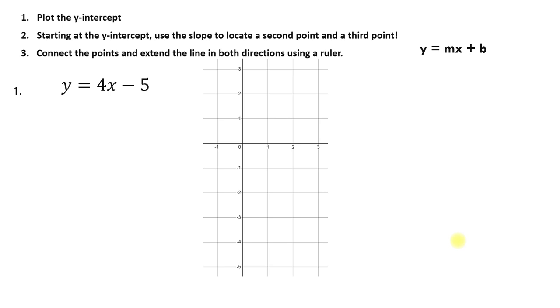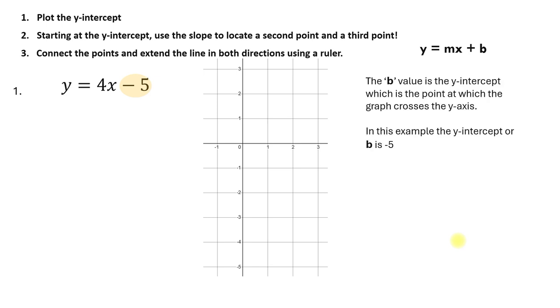Okay, so the y-intercept is the value of b, and in this case, it is -5. So let's start by plotting that -5 y-intercept. Put it right there. Now, the next bit of information that we can gather from this equation is the slope. And the slope is that coefficient or number that's sitting right in front of x. So this tells us that the slope is 4.